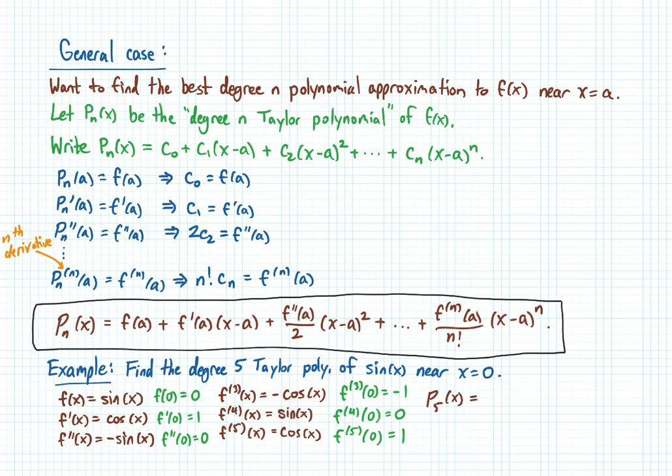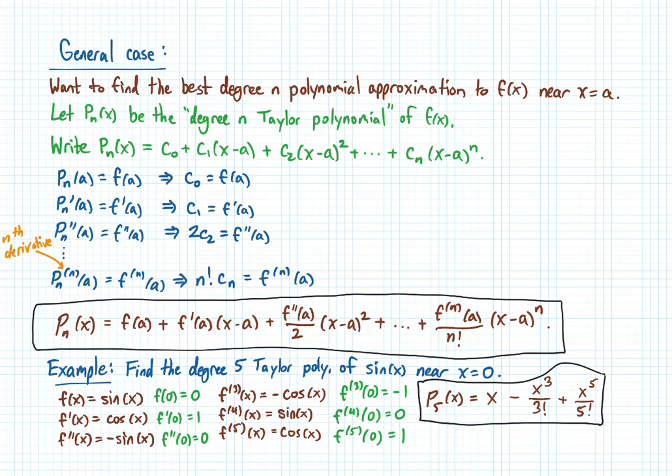And because some of those numbers are 0, those terms won't appear, and you will just have the terms with odd powers of x. And so the terms that do appear are 1 times x, and then minus 1 over 3 factorial times x cubed, and then plus 1 over 5 factorial times x to the 5th. And so that is your degree 5 Taylor polynomial of sine of x near x equals 0. And again, I'll put a Desmos link up so you can see the graph, and you can see that this actually is a pretty good approximation near x equals 0.